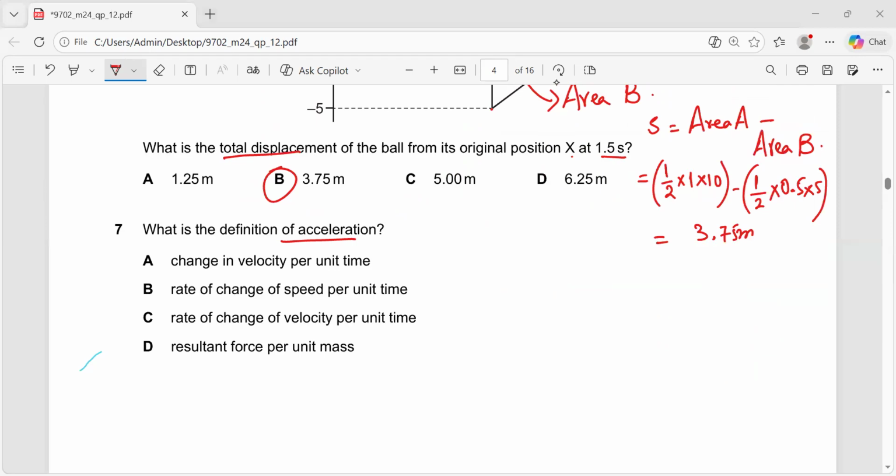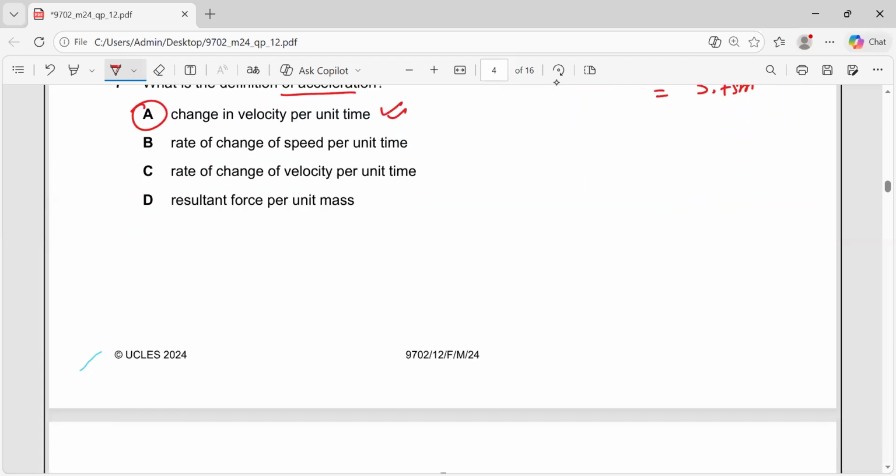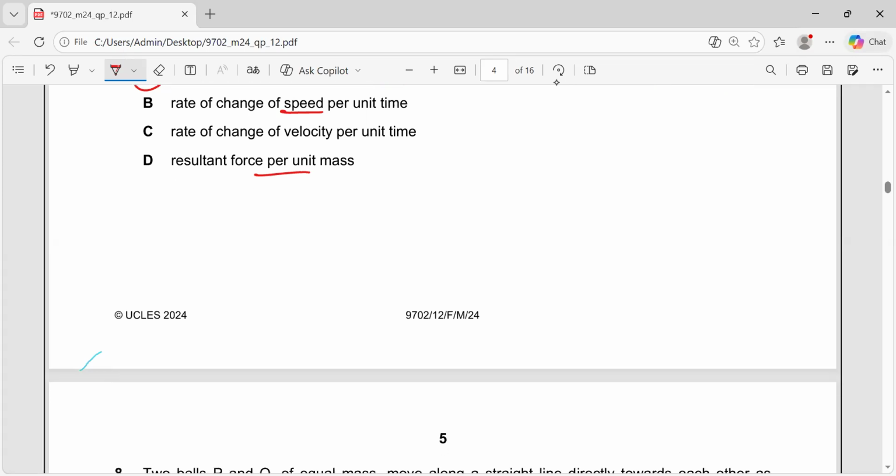So in other words you can also say change in velocity per unit time. So the correct answer in this regard will be A. Right? So the definition of acceleration is change in velocity per unit time. Never ever use the word speed in defining acceleration. And do not use Newton's second law to define acceleration either.